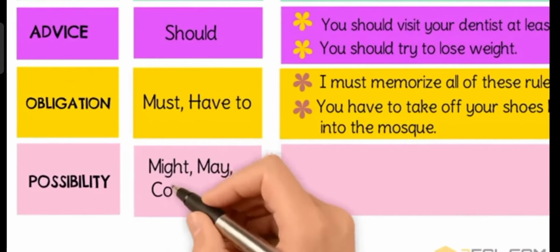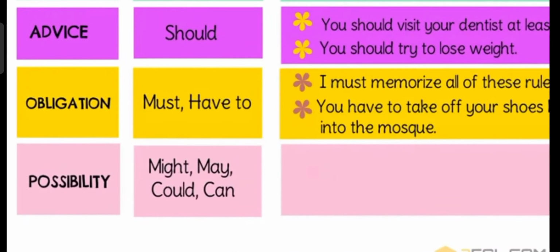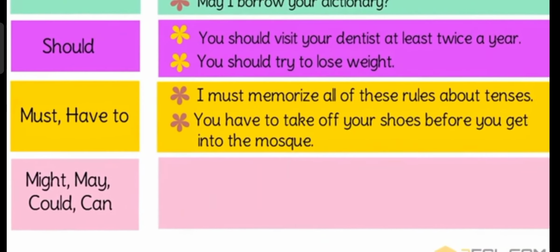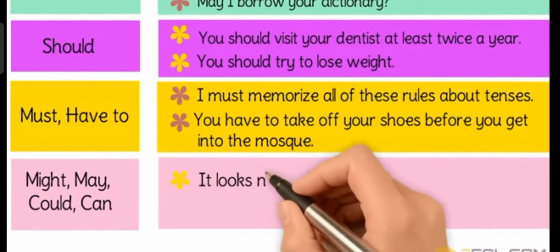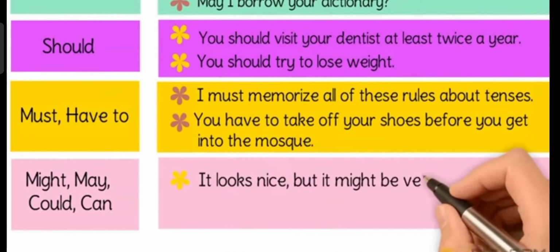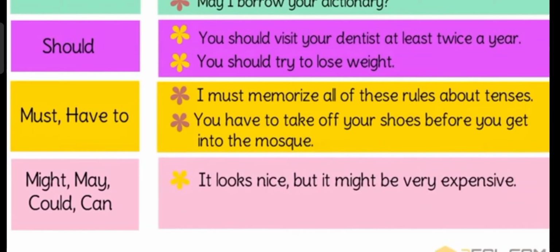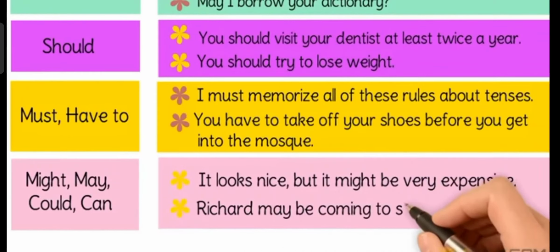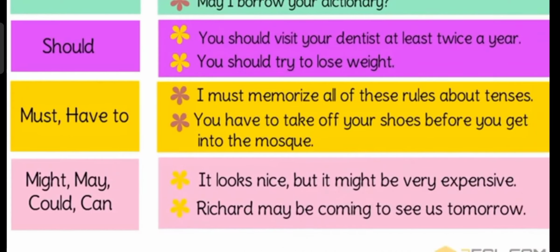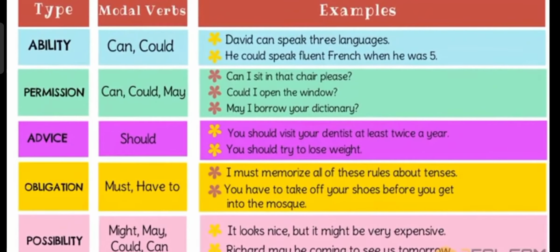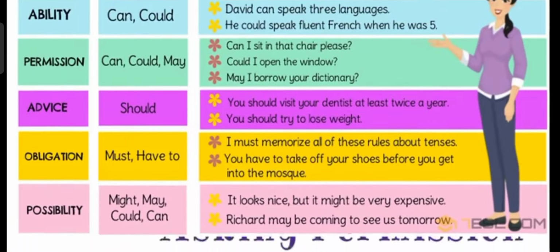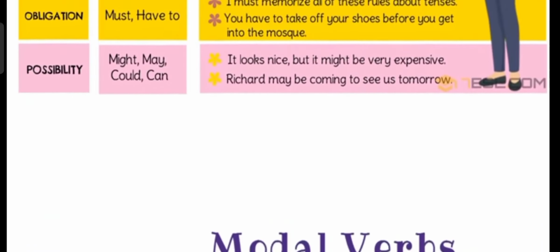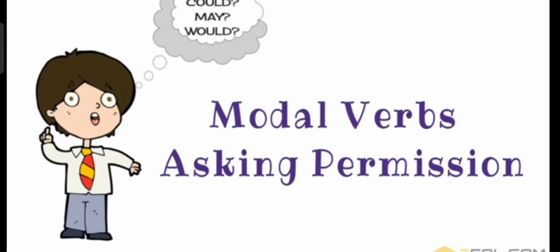The next one is possibility. It has the verbs like might, may, could and can. It looks nice, but it might be very expensive. The next one, Richard may be coming to see us tomorrow. So, we have seen the different types of modal auxiliary verbs we can use.